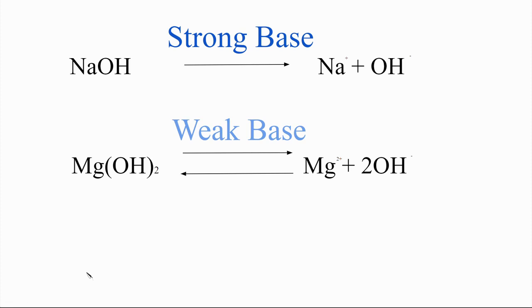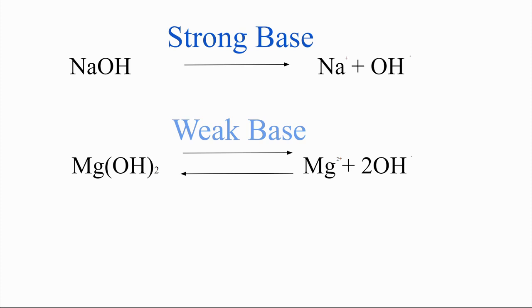Then here we have magnesium hydroxide. Now that is a weak base. It does not fully dissolve in water. So you see it goes back and forth. A little bit dissociates, and a little bit of it stays as magnesium hydroxide. That makes it a weak base. It will release less hydroxide ions. That's how we know if it's a strong base or not.